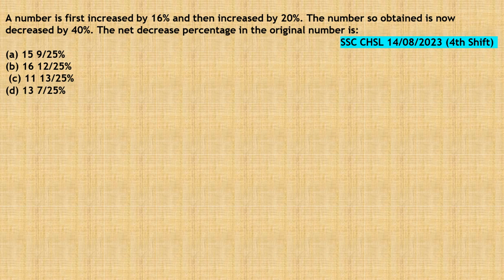A number is first increased by 16% and then increased by 20%. The number so obtained is now decreased by 40%. We need to find the net decrease percentage in the original number. Let the number be n and it is increased by 16%, that is 116 by 100, into increased by 20%, that is 6 by 5, into now decreased by 40%, that is left is 60%, that is 3 by 5. You can cancel out here something, 4 25s are 4, 2s are 4, 9s are n into 29 into 18 divided by 25 25s, that is 625.